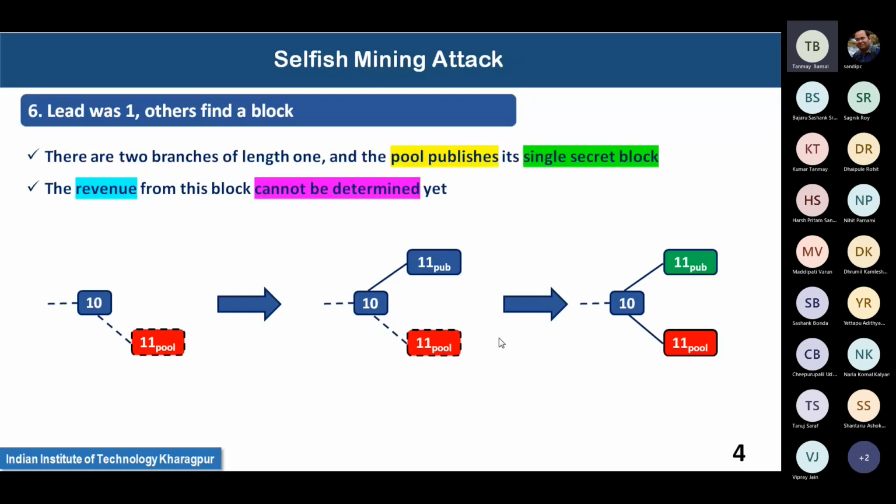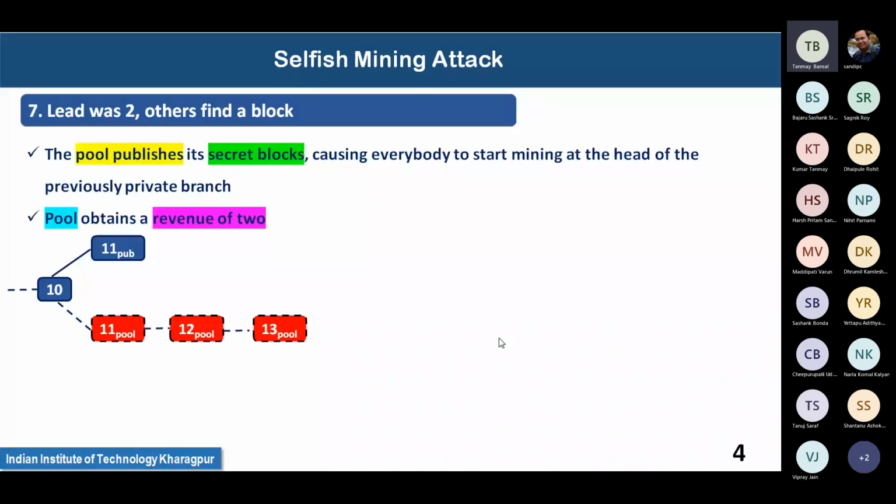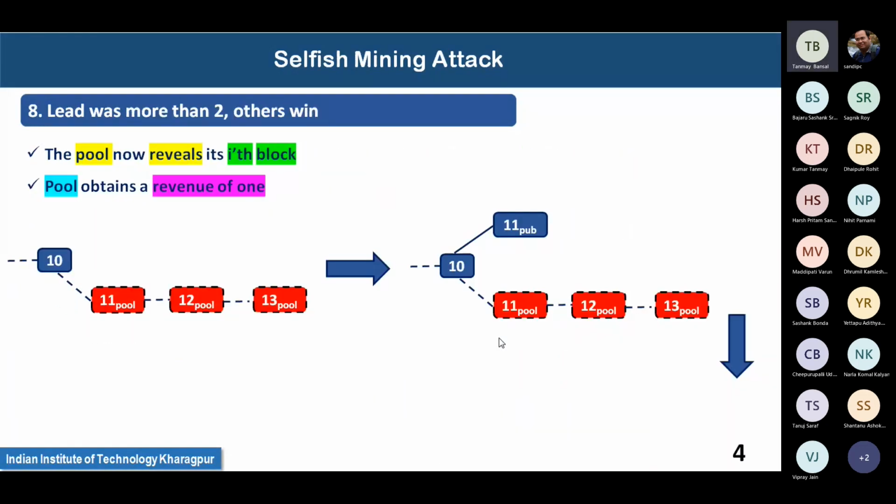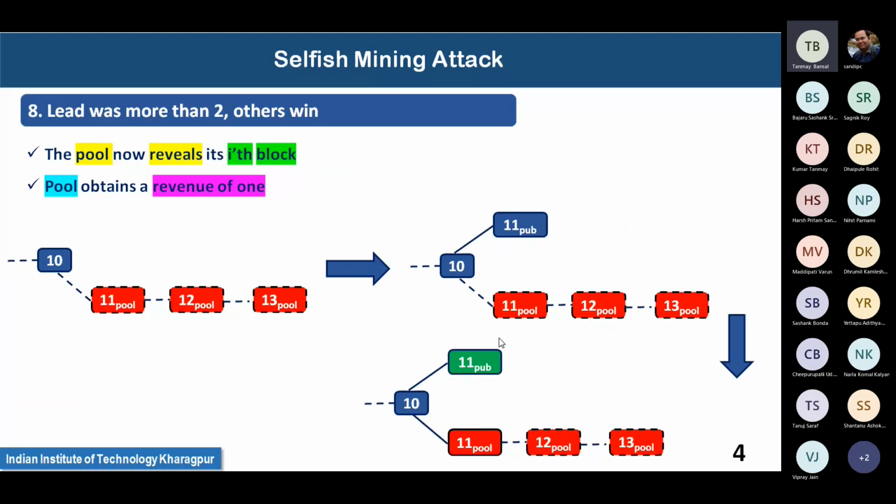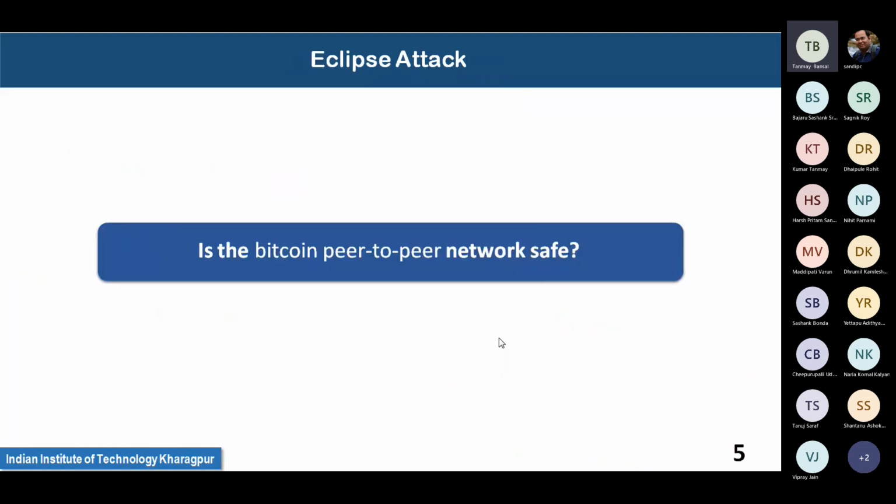We looked at these 8 different situations, and we saw what revenues the attackers can accrue by maintaining these chains and deciding to publish them from time to time, depending on how well the public chain is progressing. So that is what we talked about in terms of the selfish mining attack. Today we will talk about two more types of attacks. One is the so-called eclipse attack, and the other is the front-running attack.